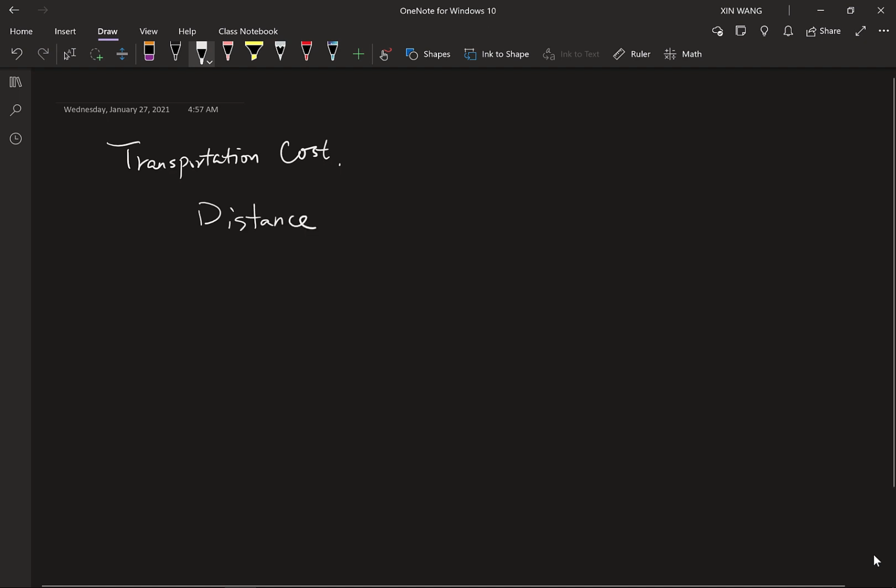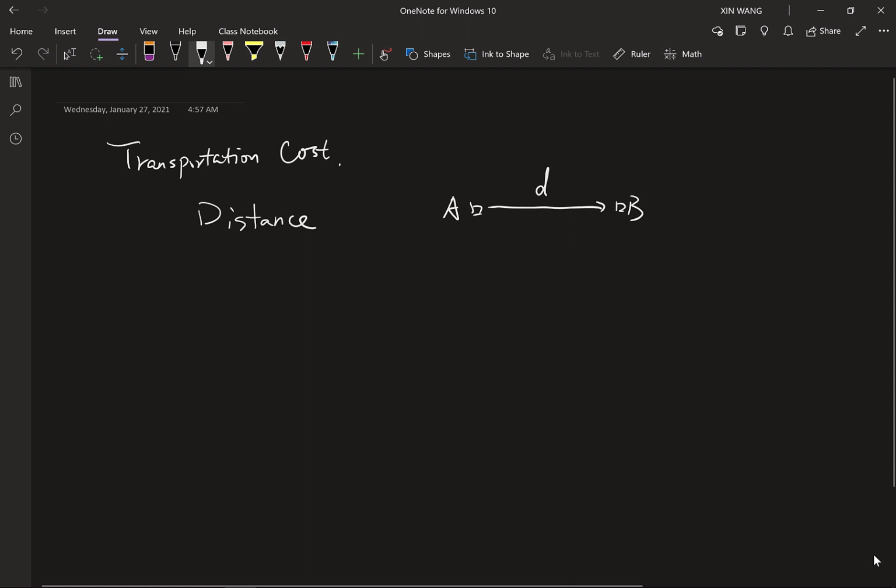In our case, let's assume the distance between location A to location B is D. In the holding cost analysis, we focus on the travel time between A and B, which is TM. And now in the transportation cost analysis, we will focus on its physical distance or travel distance, which is D.